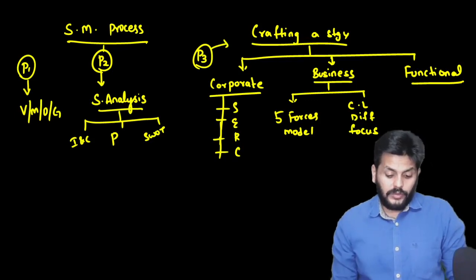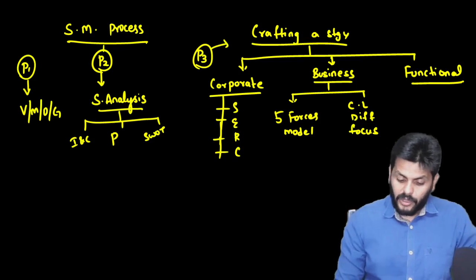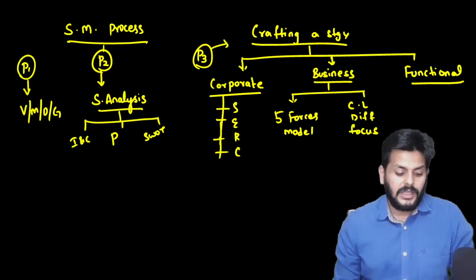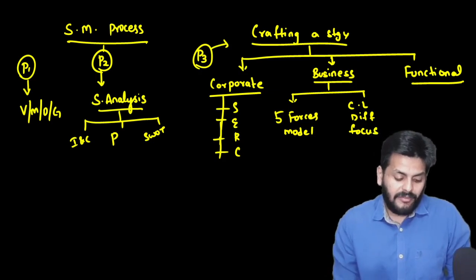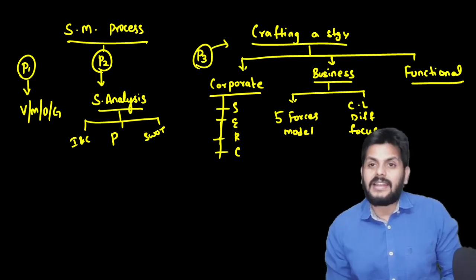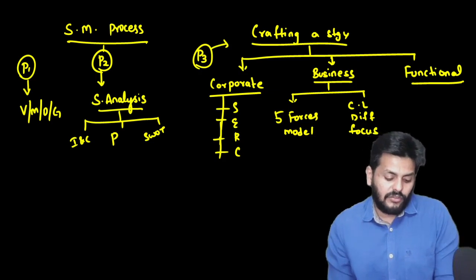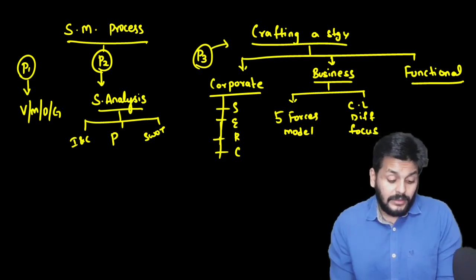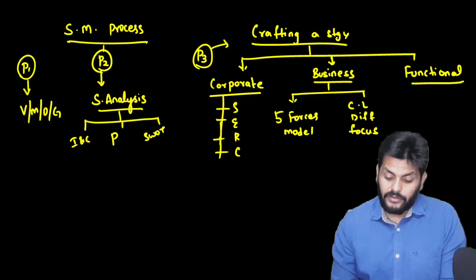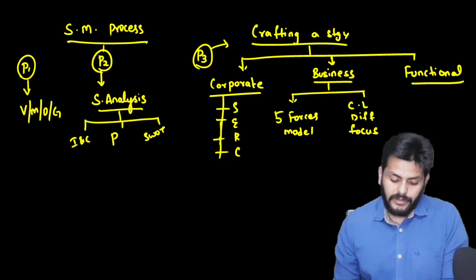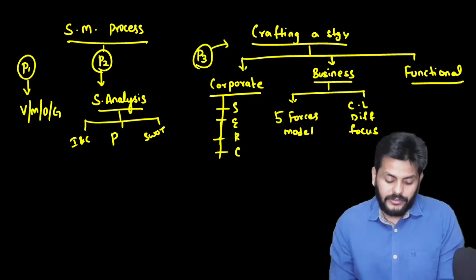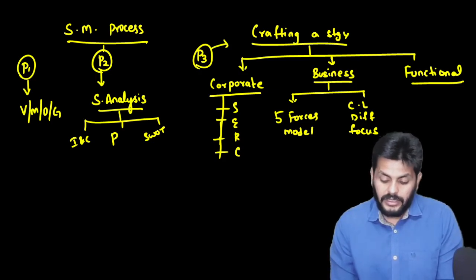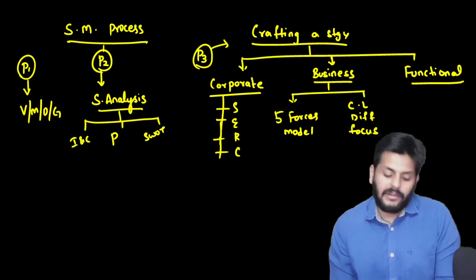Okay, so what you see right now is the strategic management process, wherein we've already discussed phase 1, VMOG, that is vision, mission, objectives and goals. Then phase 2, we have strategic analysis with three branches: industry and competitors analysis, then the portfolio analysis and the SWOT analysis. Then we moved on to the third section, that is part 3 or phase 3, which is about crafting the strategy. And we have very simply three strategies: corporate level, business level, and functional level.